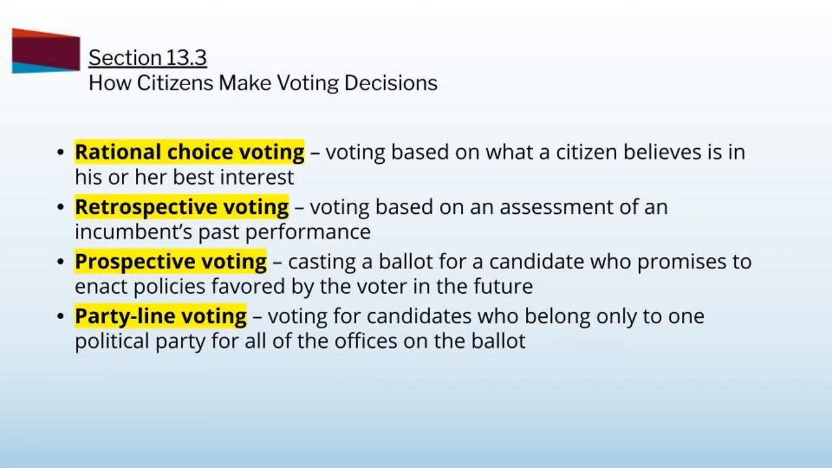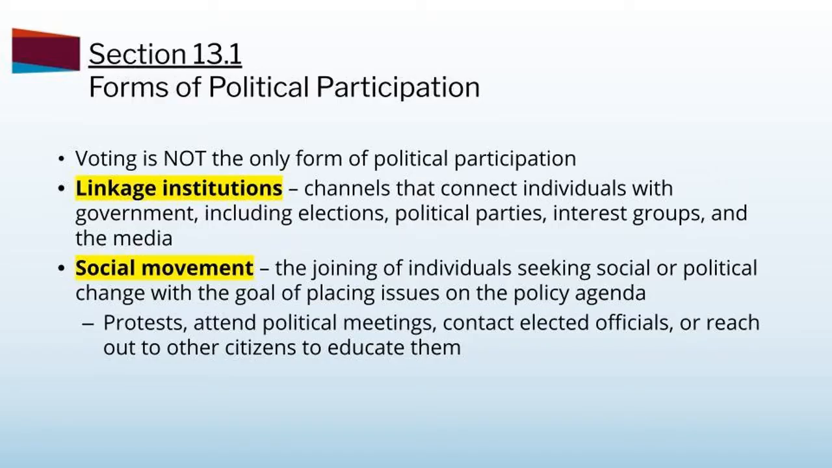And then there's party line voting, which is also called straight ticket voting. So you'd be voting for candidates who belong only to one political party for all of the offices on the ballot. So regardless of what causes it, it's undeniable that America has a low voter turnout rate. But it's not to say that Americans aren't still involved somehow in the political process. Voting is not the only form of political participation. There are linkage institutions, for example, which are channels that connect individuals with government, including elections, political parties, interest groups, and the media. There's also social movements you can be a part of, and that's where individuals join together to seek political or social change with the goal of placing issues on the policy agenda.